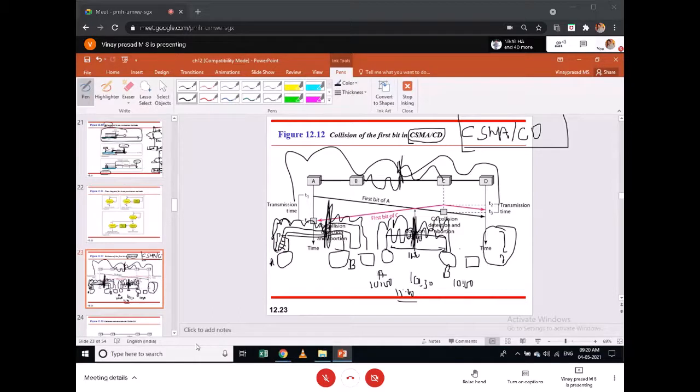Okay, so collision detection is actually how we were doing it. We were sending data with some minimum length. So while the station is still transmitting some data, if it gets back the collide signal before that, then it comes to know and ensures that its own data is involved in collision. If it doesn't have any data to transmit when it gets the collide signal, then it will not be sure that its own data is involved in collision.